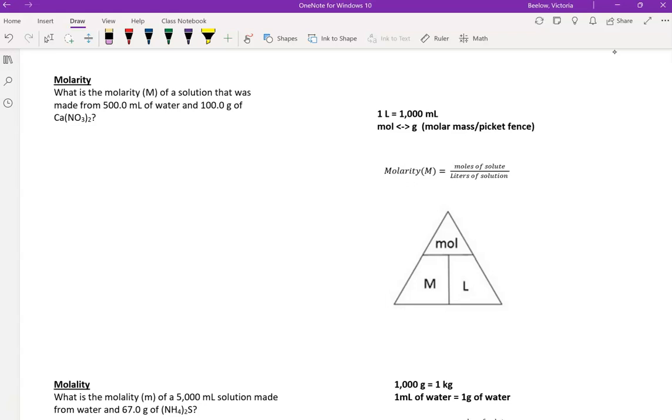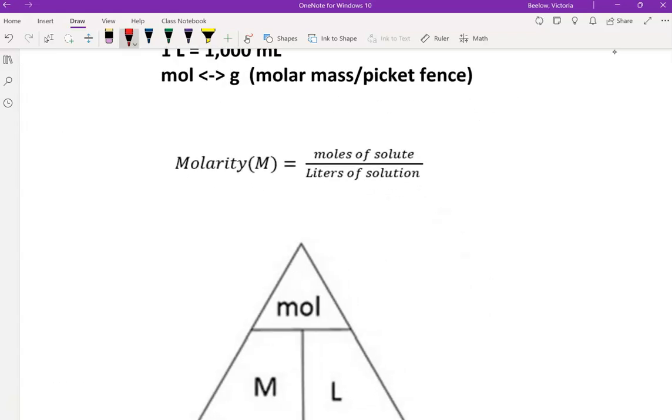So molarity is equal to the moles of the solute. This is whatever substance that gets dissolved, and this is usually provided in the form of a chemical formula in a problem. And then liters of the solution, that is your volume.